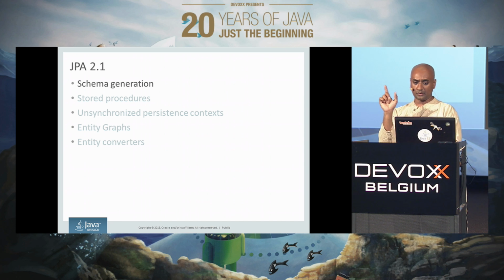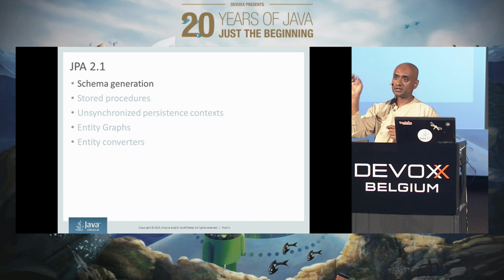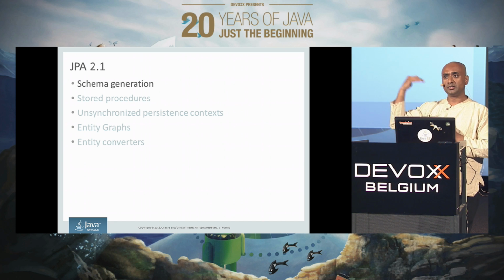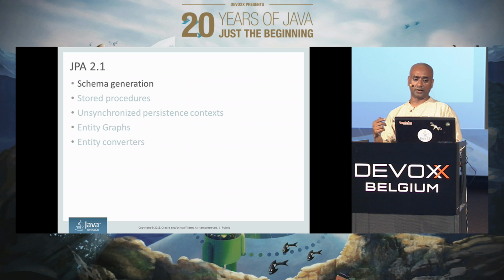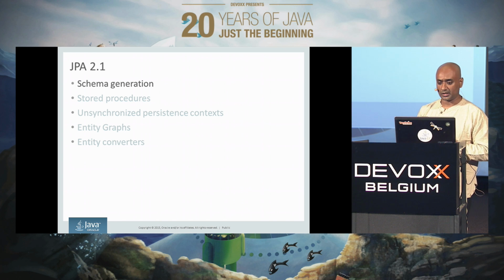There's actually a method called persistence context entity manager.join, okay, join, and that will actually rejoin the transaction and resynchronize transactions with database flushes. Okay.